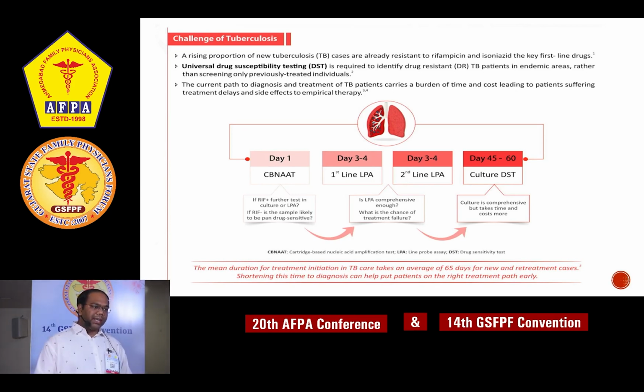So for that there is one investigation called whole genome sequencing. So in India this is the process line. First the government will do the CBNAAT, then after CBNAAT if something is resistant they will go for first line LPA, then second line LPA and finally culture DST. So it will take time from day 1 to maybe 60 days.